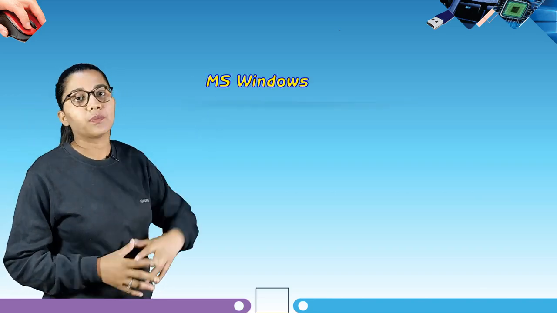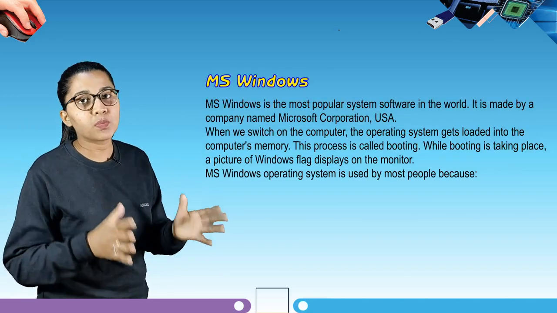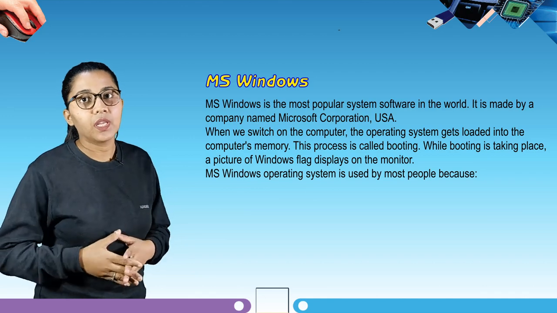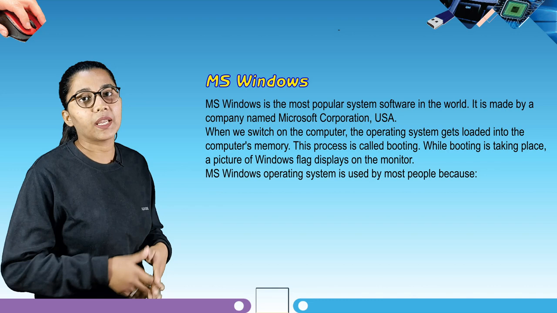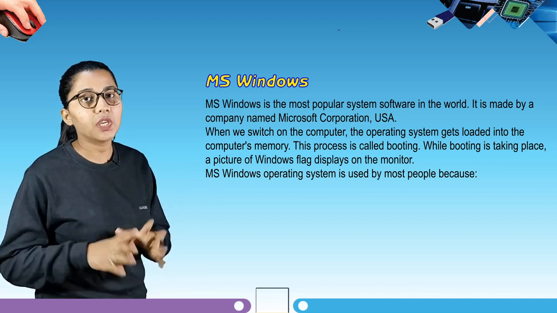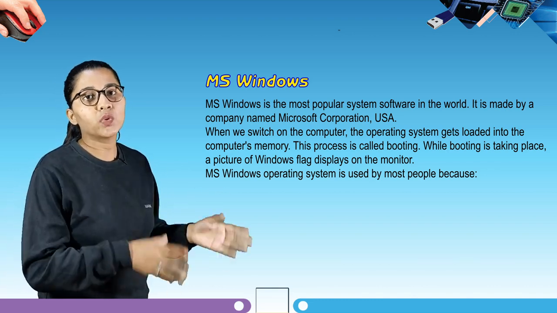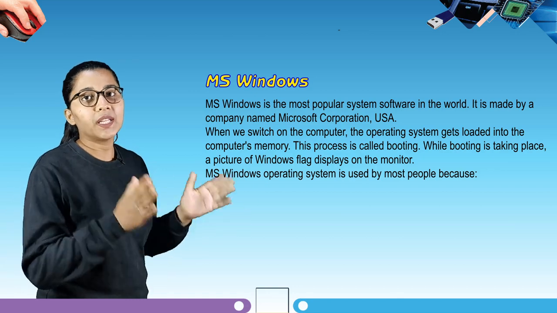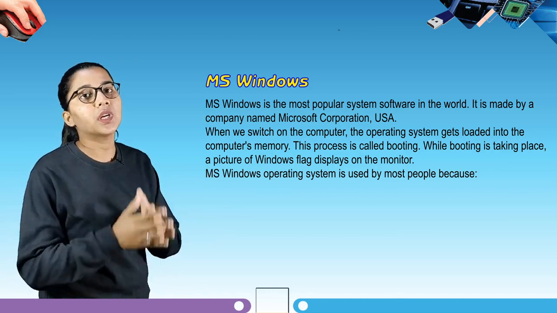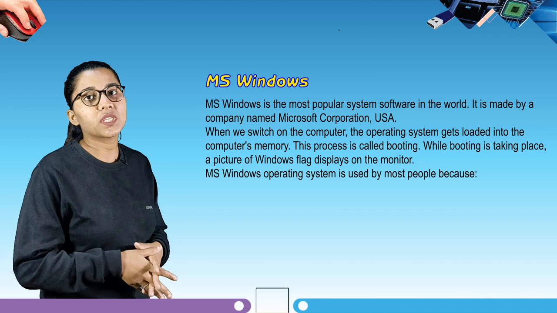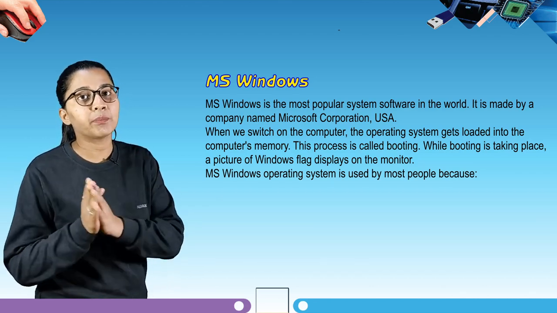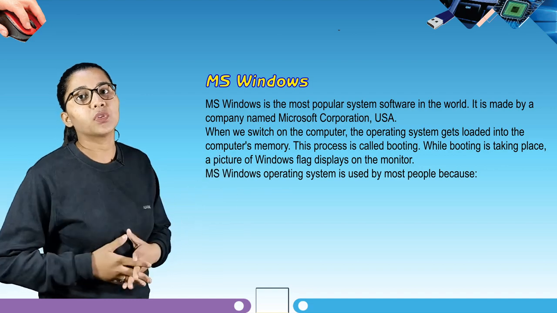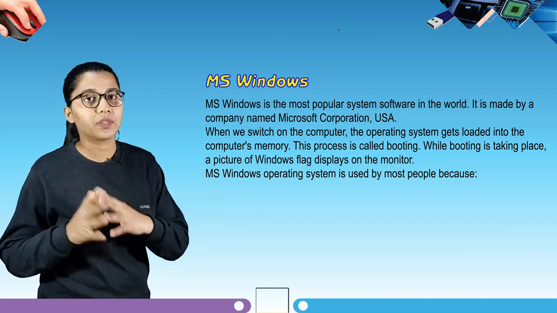Now our next topic is MS Windows. MS Windows is the most popular system software in the world. It is made by a company named Microsoft Corporation, USA. When we switch on the computer, the operating system gets loaded into the computer's memory. This process is called booting. While booting is taking place, a picture of the Windows flag is displayed on the monitor.